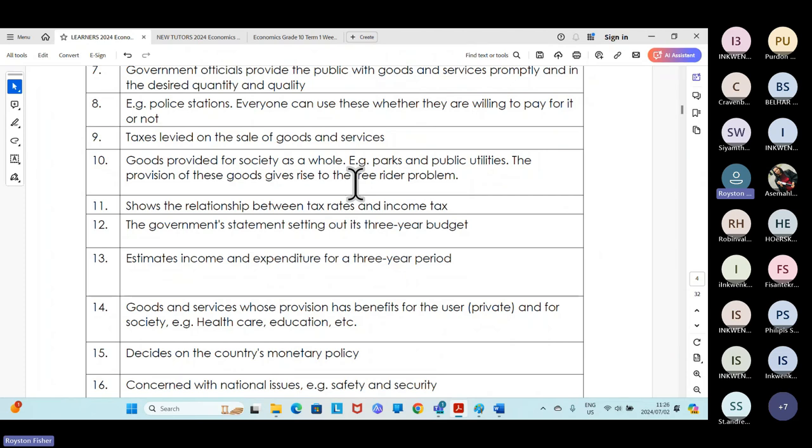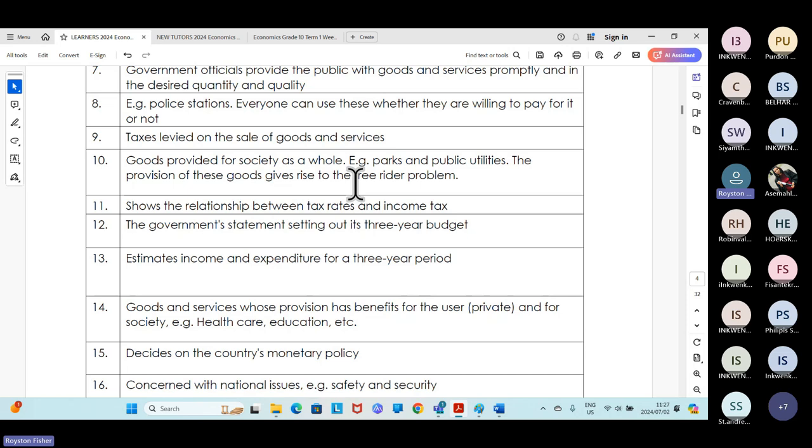Number 12, the government policy statement outlining its 3-year budget. And number 13 says estimates income and expenditure for a 3-year period. So the number 12 answer, let's see what the schools have got correct. I'm reading both 12 and 13 together because they relate. Number 12, for Santa Claus says medium term budget framework. Andrew says medium term expenditure framework, and that's all the answers that I have for number 12 so far.